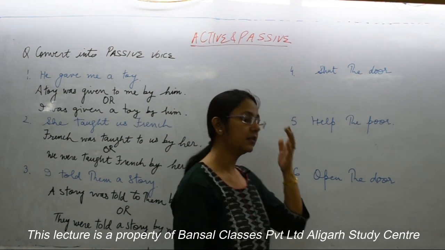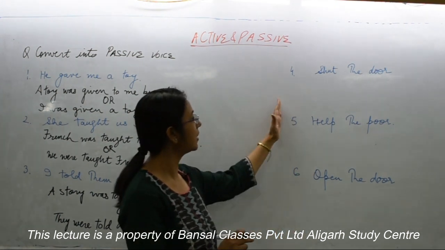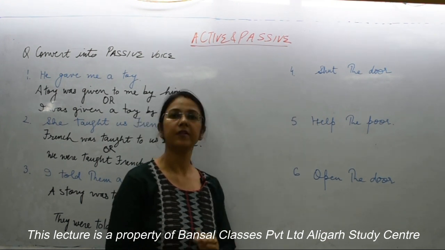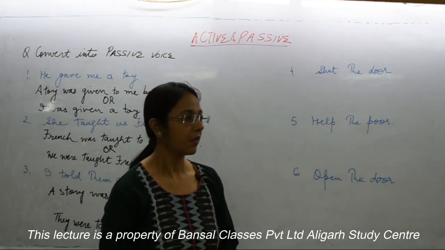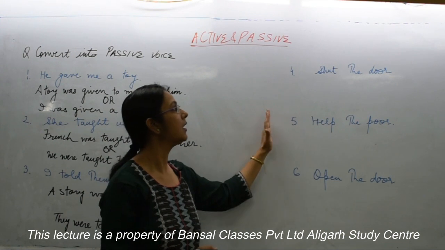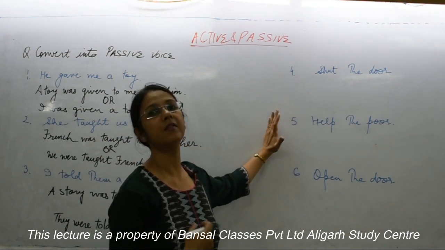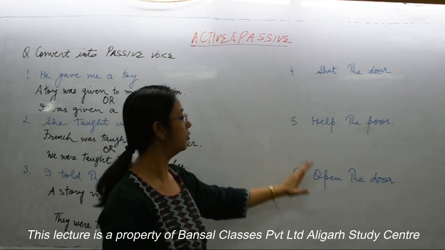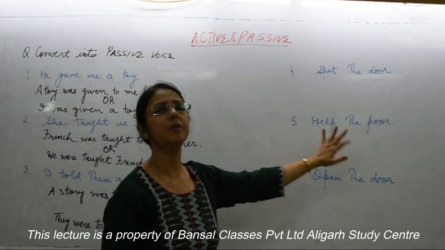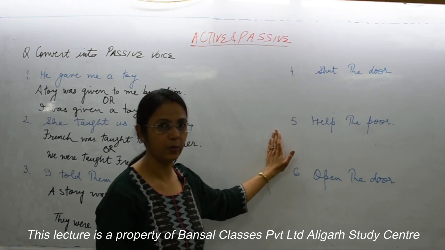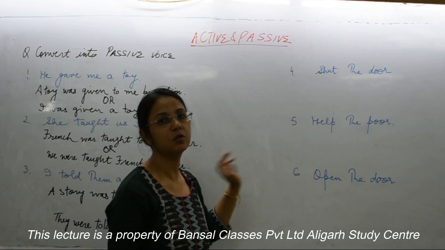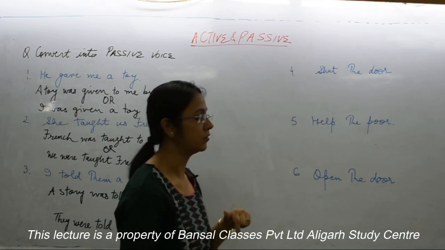Now, shut the door. Examples like shut the door, help the poor, open the door. They are sort of imperative sentences. Simply, shut the door means you are ordered by somebody to shut the door or to open the door, and help the poor is basically advice. So how are we going to convert such sentences into passive voice?